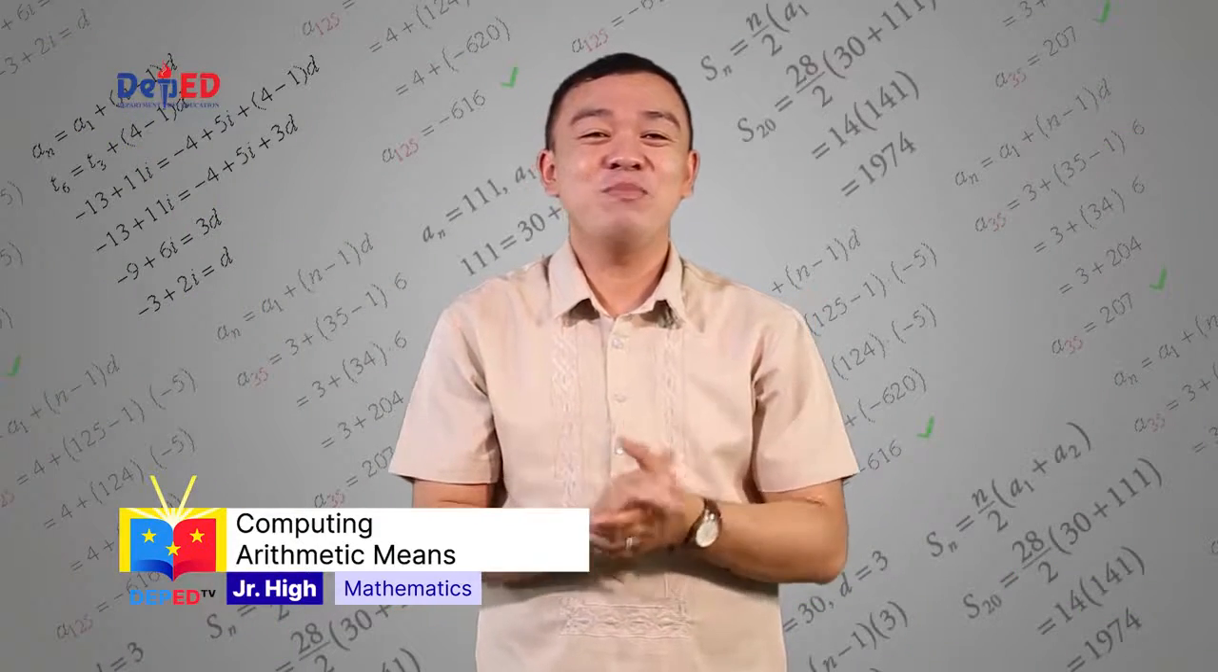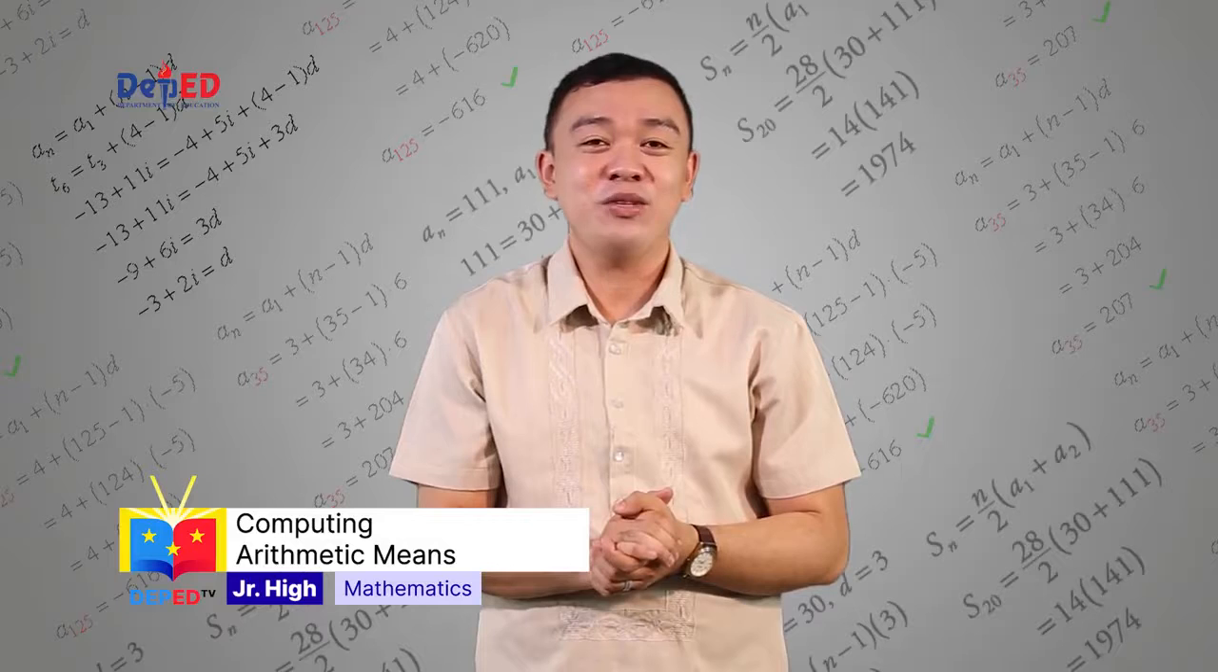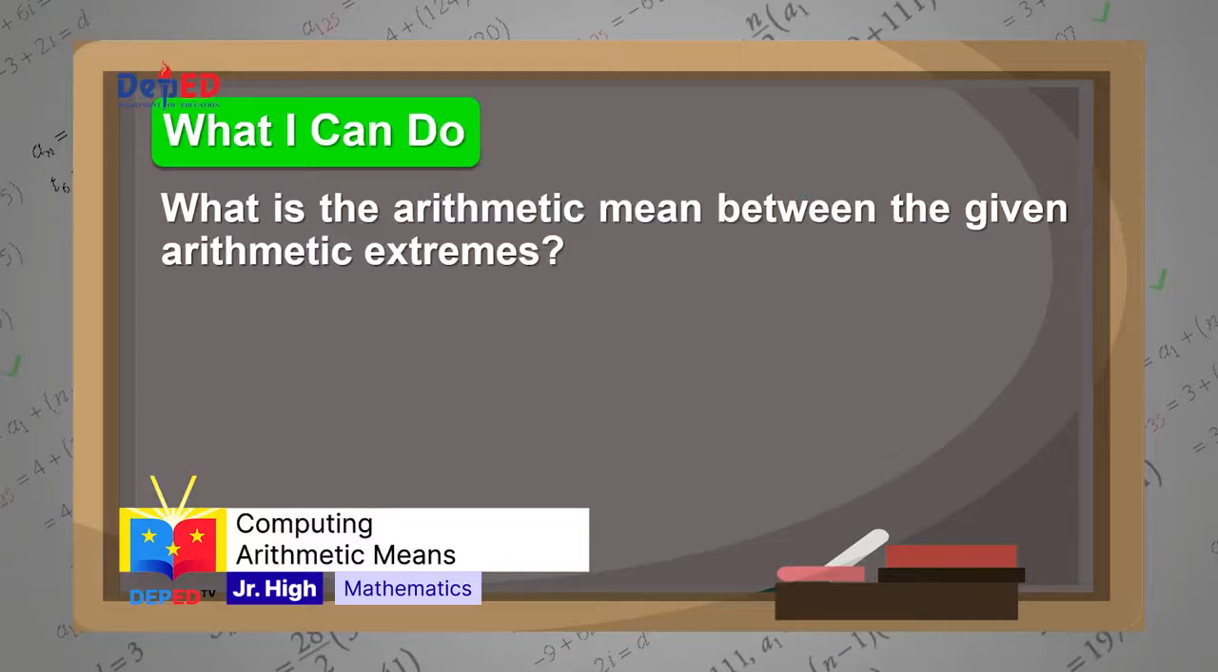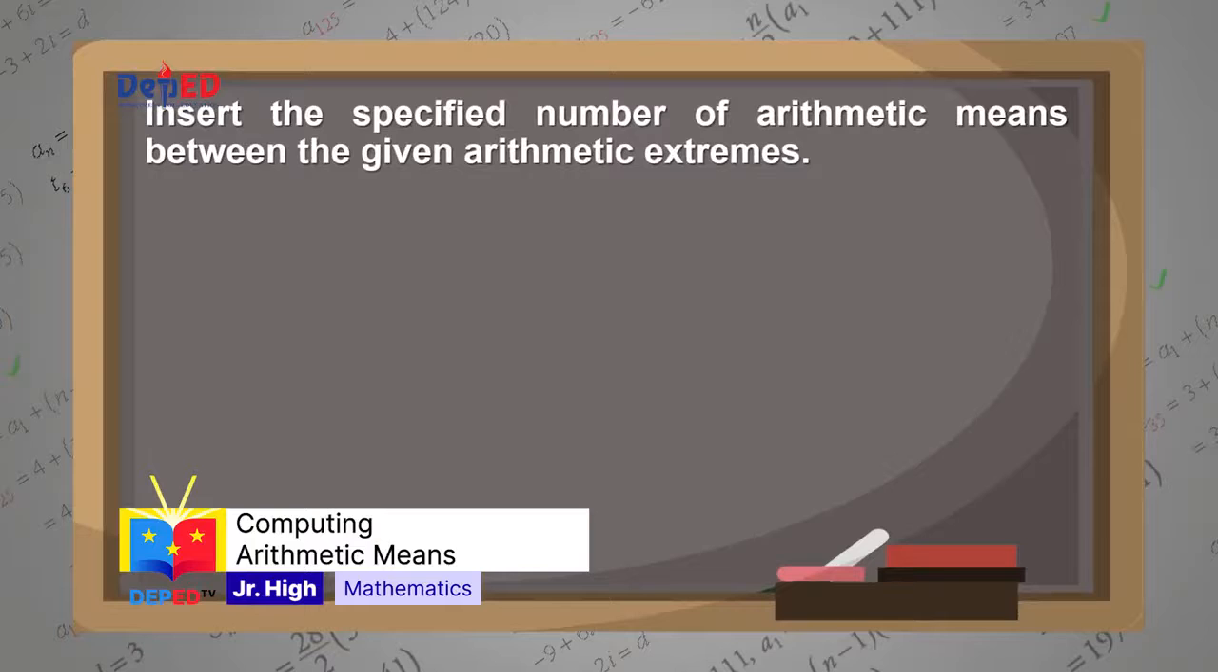Amazing! For the next part, show what you can do by answering the following questions. What is the arithmetic mean between the given arithmetic extremes? x, second term is unknown, 9x. For this problem, we are going to use the average method, that is, adding x and 9x and dividing it by 2. x plus 9x will give us 10x divided by 2. The answer is 5x.